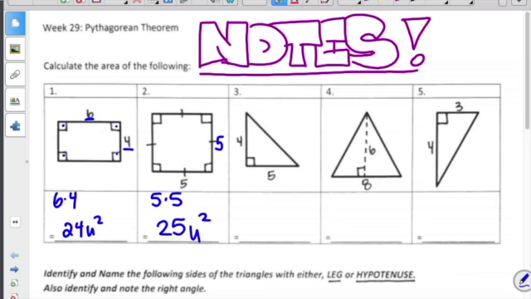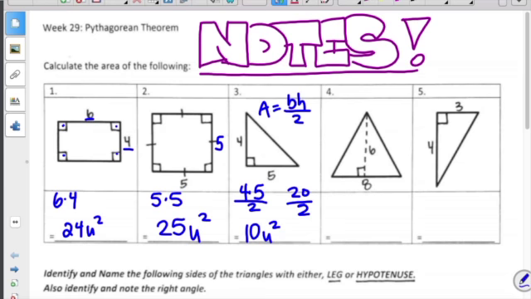Next one is a triangle. The area formula for a triangle is base times height, and then we divide it by 2. So for this one, we're going to multiply 4 times 5 and divide it by 2. 4 times 5 is 20. 20 divided by 2 is 10 units squared.